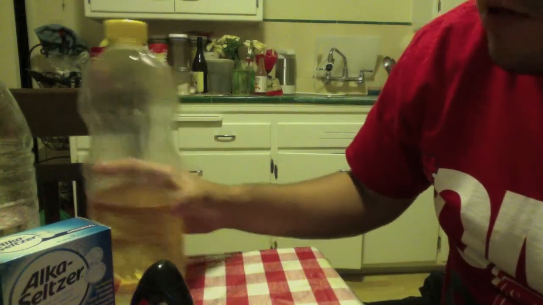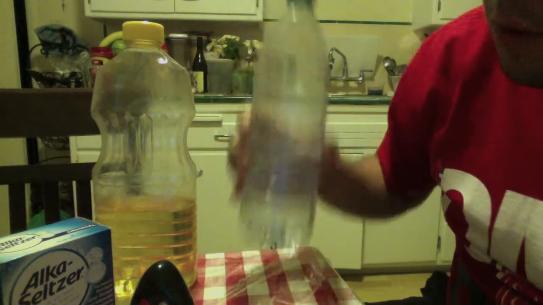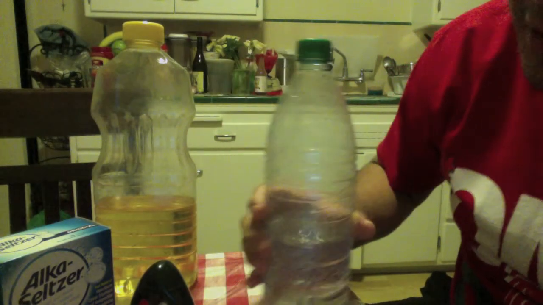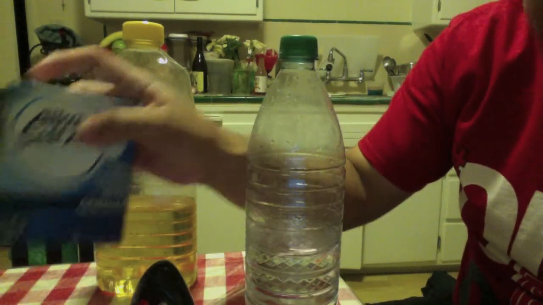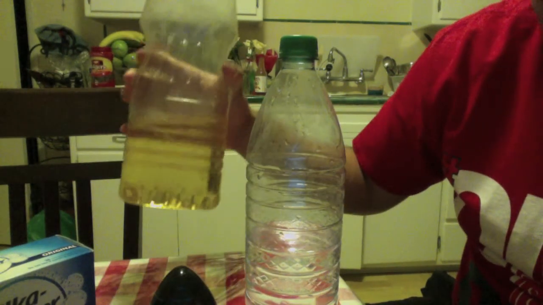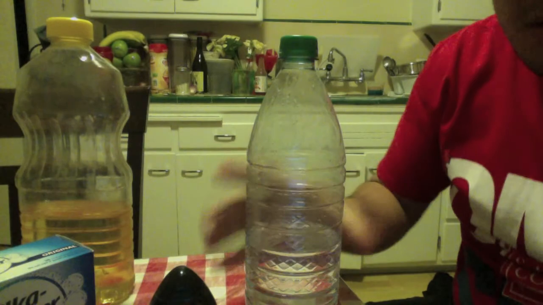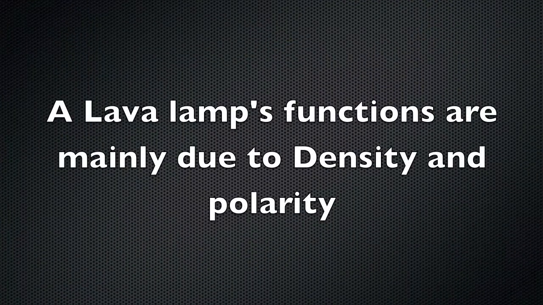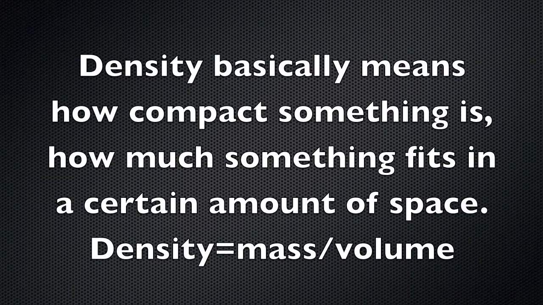Of course. But first we have to understand how a lava lamp works. Alright, so what we're gonna need to make our lava lamp is a bottle of water to make the lamp, Alka-Seltzer, food coloring, and any type of cooking oil. A lava lamp's functions are mainly due to density and polarity. Density basically means how compact something is, how much something fits in a certain amount of space. Density equals mass over volume.